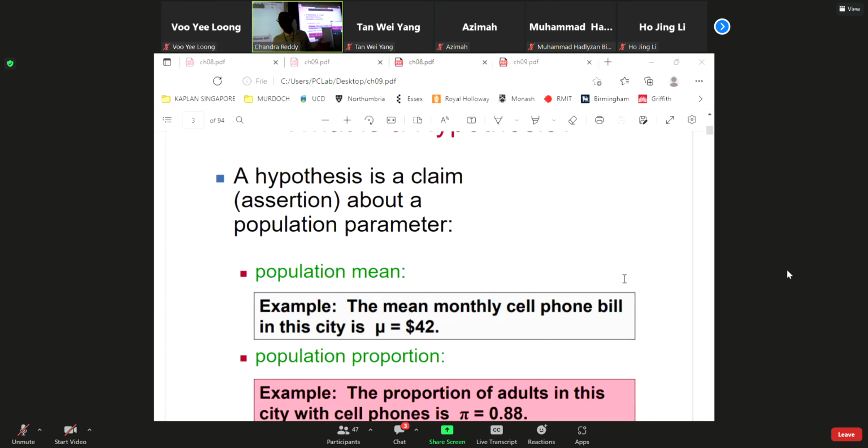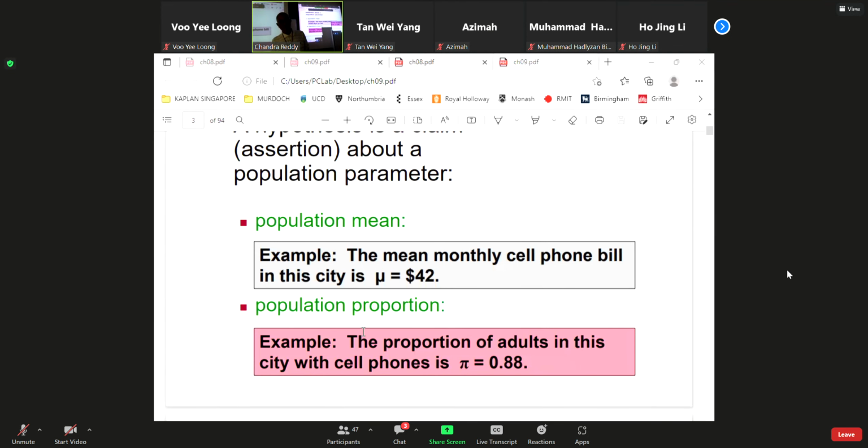Okay, so a hypothesis is something like a claim about a parameter, a population parameter. So you can say that the mean monthly cell phone bill in this particular city is $42. So you're writing about the population mean. You're claiming that in this city, the average is $42.